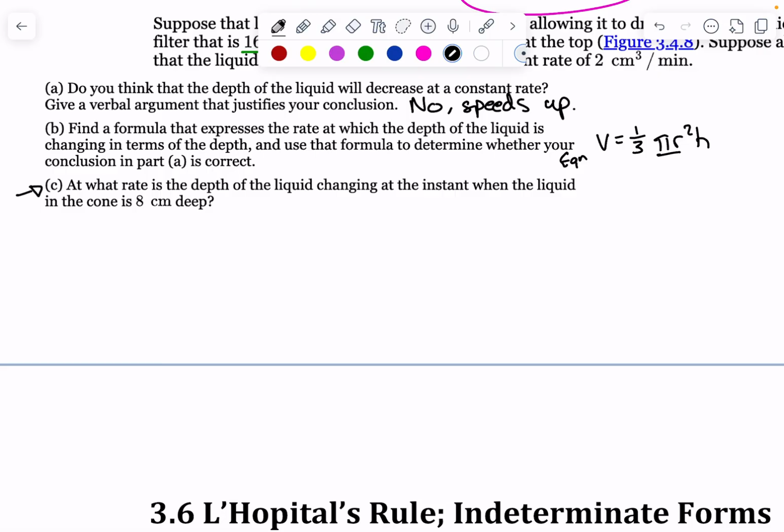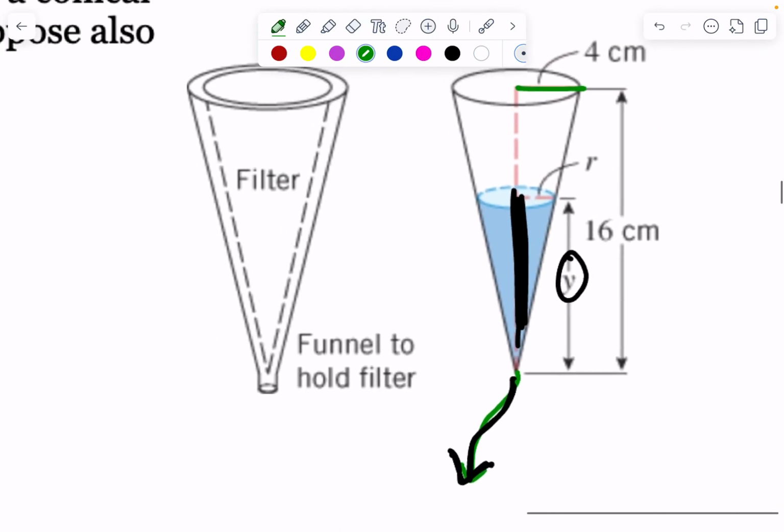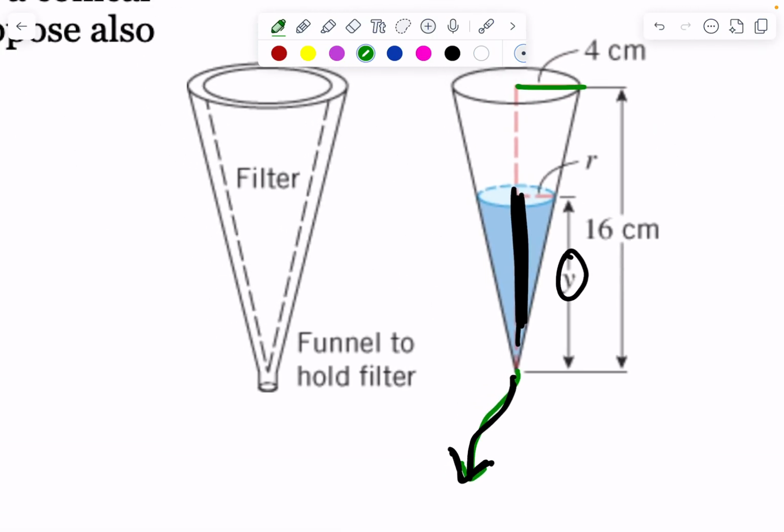At what rate is the depth of the liquid changing when the cone is 8 centimeters deep? That's going to be a product rule. The only thing they give me to plug in is that this is 8. At what rate is the depth of the liquid changing? What are they using to refer to as depth? The height, right?